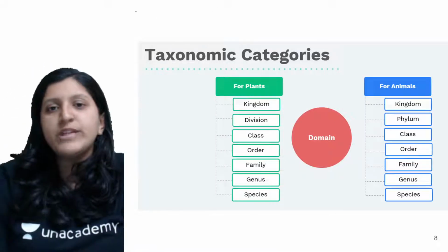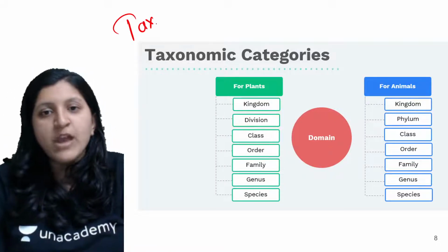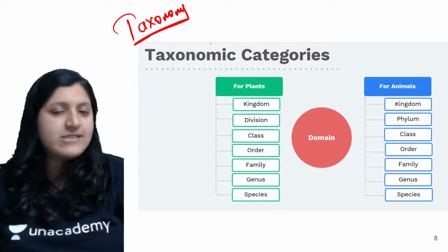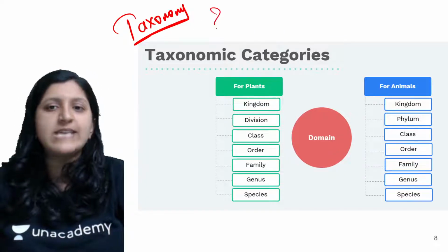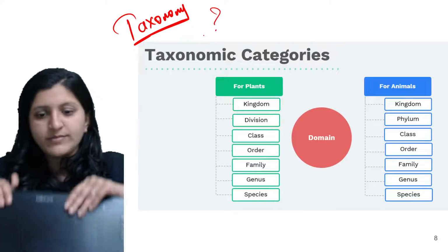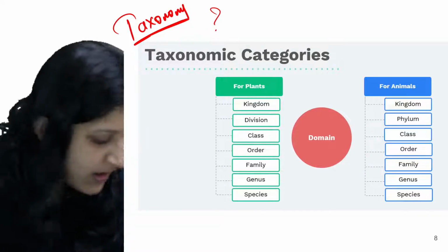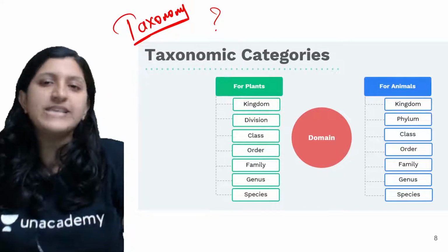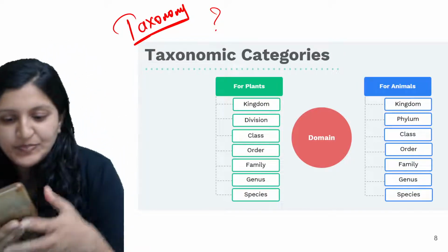So that is with the taxonomy. What is taxonomy? What all categories are there? When we mention taxonomy and systematics, what exactly is this one? Yes, anybody has any idea what exactly this taxonomy is?